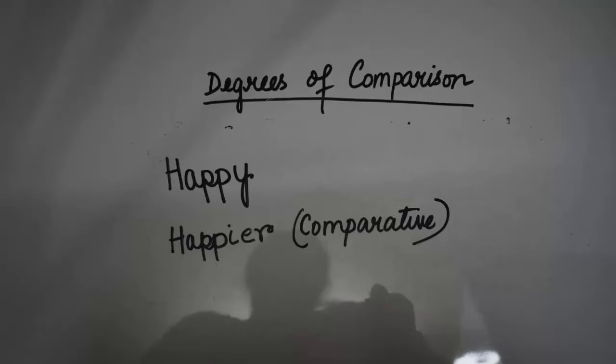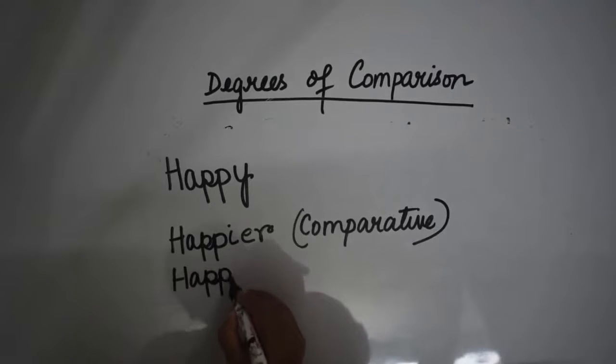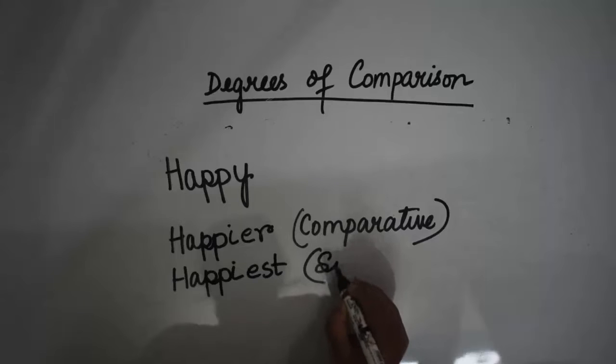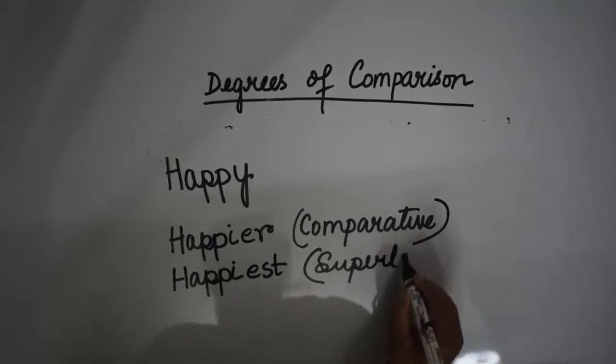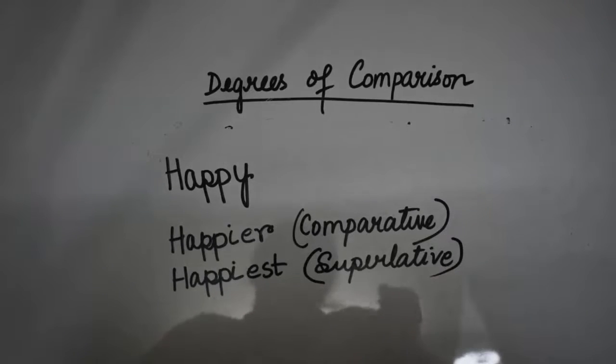In order to form the superlative of the word happy, what you have to do? Similarly, you first change the Y into I, and then you add EST to form the superlative of the word happy, right?